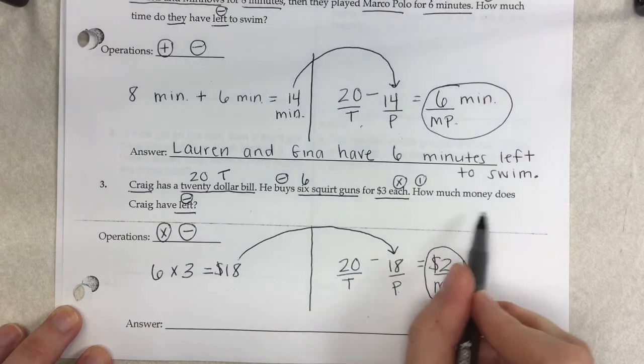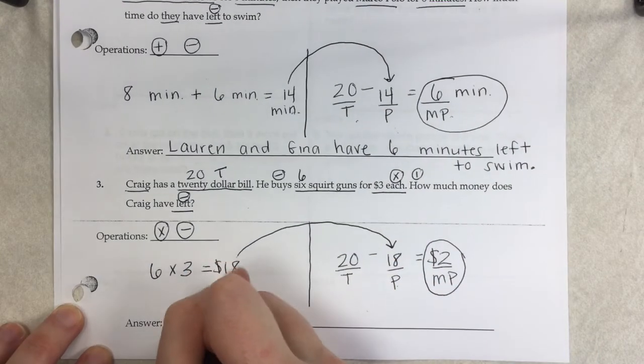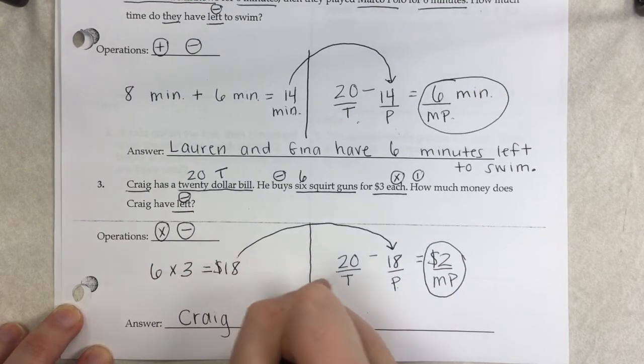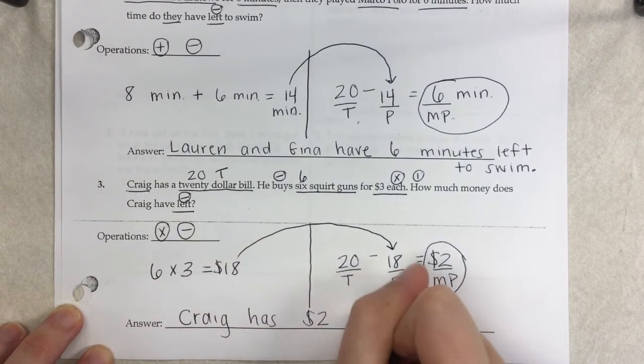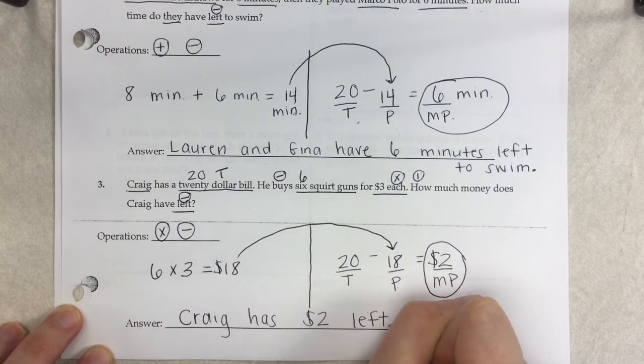Check my question. How much money does Craig have left? Craig has $2 left. Period.